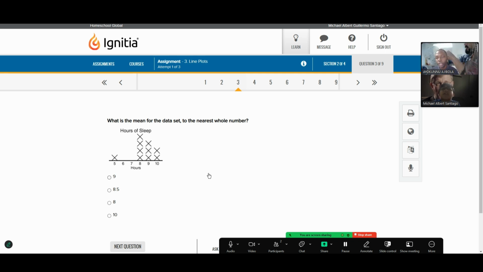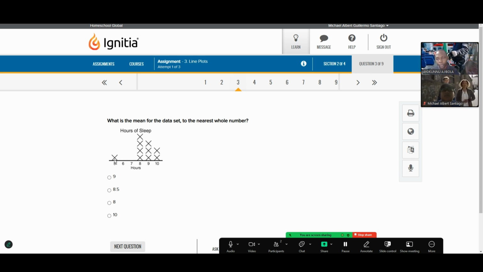Then what is the mean of the data set to the nearest whole number? Okay, we might need to get a pencil and paper or something to calculate this. So 8 occurs how many times? That's 1, 2, 3, 4. We're finding the mean. So 4 times 8, that is 32. And we add to it 9 occurring 3 times, that's 27. Then we add 10 occurring 2 times, that's 20. Then we add the outlier of 5.